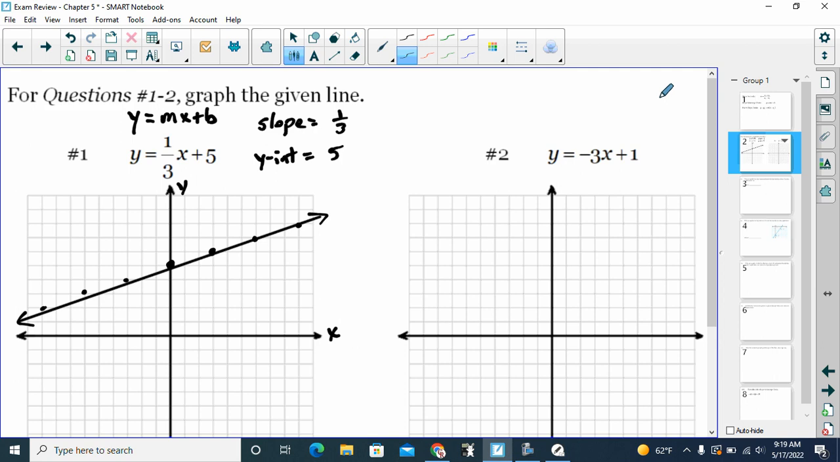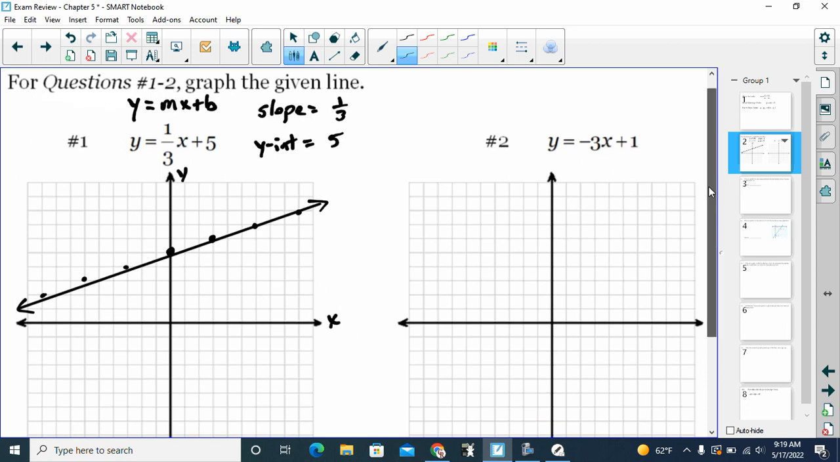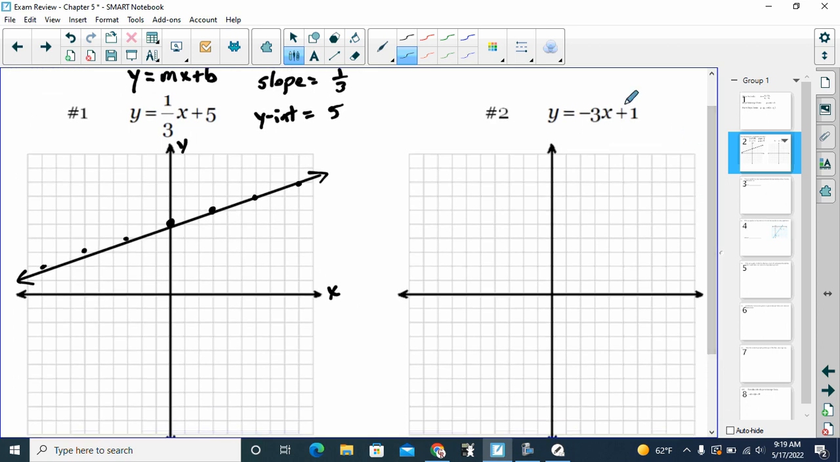Number 2, same type of problem, asks us to graph the given line, y equals negative 3x plus 1. So we should have a slope of negative 3 and a y-intercept of 1. Slope is always next to the x, mx plus b. We always graph our y-intercept first. Our y-intercept should be 1. It should cross the y-axis at 1.